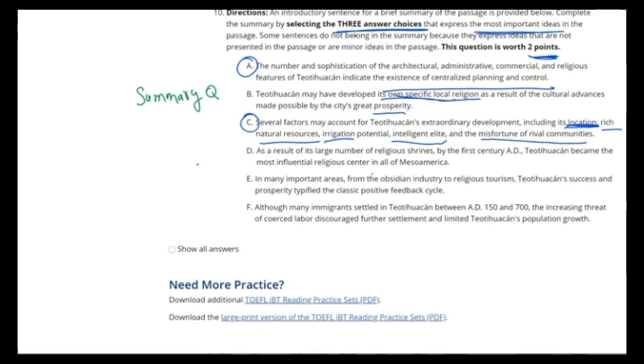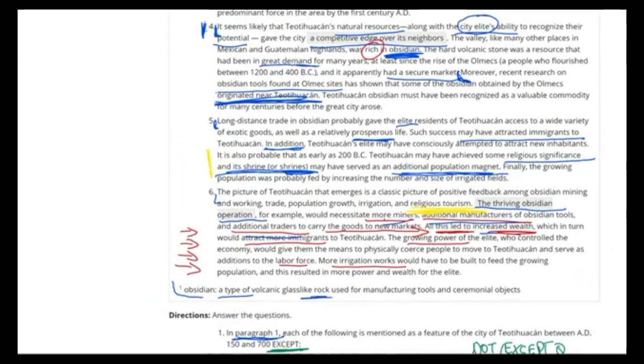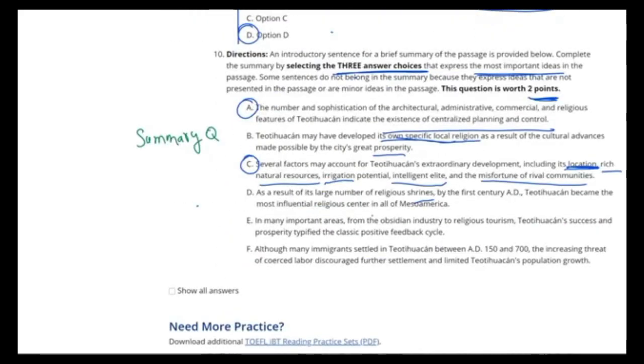D. As a result of its large number of religious shrines, by the 1st century AD, Teotihuacan became the most influential religious center in all of Mesoamerica. They talked about shrines, but they also stated that it may only have been one shrine, if I remember that correctly. Yes, it's stated here. Shrine or shrines, okay? They don't talk about that there was a large number of religious shrines and that Teotihuacan became the most influential religious center. So religion is an aspect in the text, but it's not a main point, okay? So D is out. Let's go on with E.